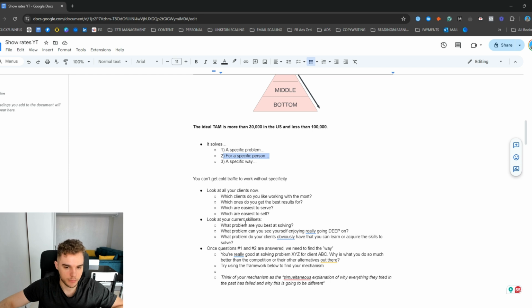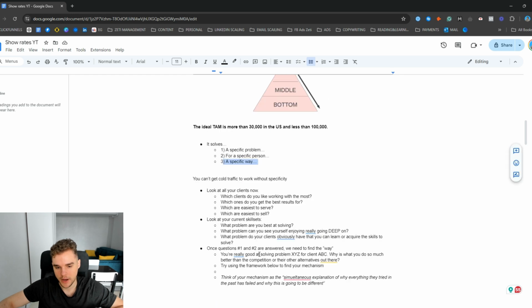What problem are you the best at solving? What problem can you see yourself enjoying and really going deep on? Okay. And once you answer the first question and the second question, then you can essentially find the way, which is your mechanism, your unique way of solving things. Because you want to be very good at solving this specific problem for this specific market. Okay, so a specific way is the unique mechanism that you are going to use.